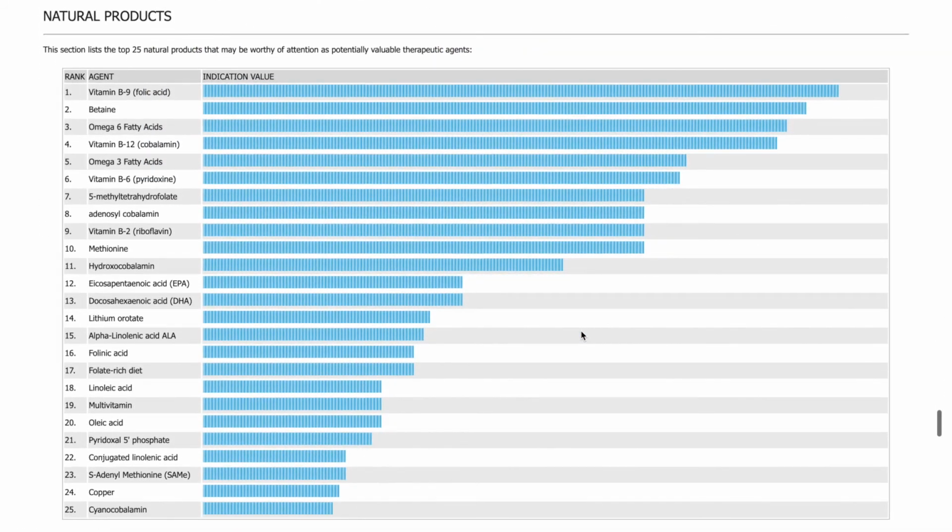And now we go to the natural products. And what you see here is that these are the top natural products that may be worthy of attention for the patient.